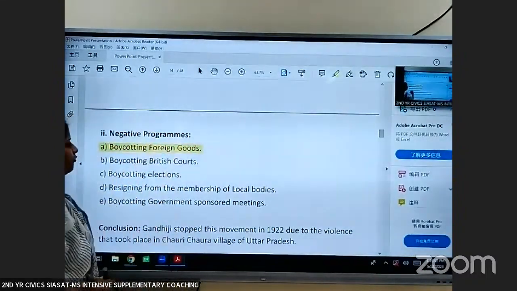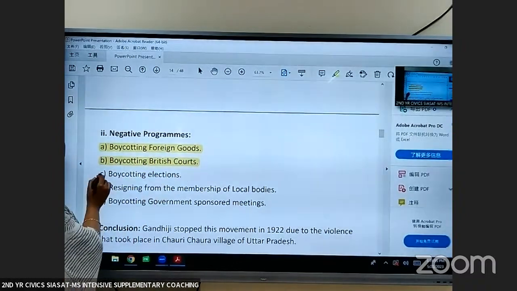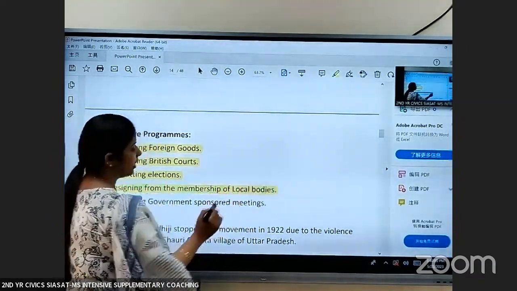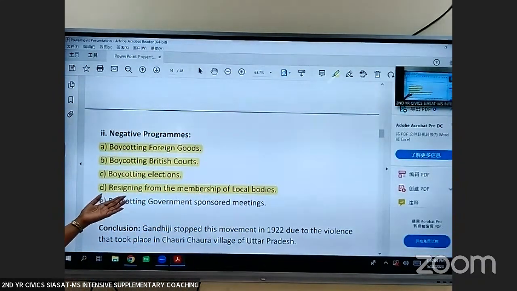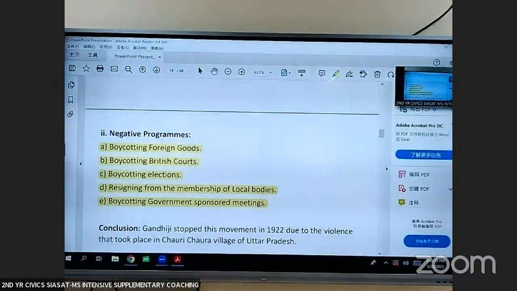Under the negative programs, we boycotted foreign goods. We started boycotting British courts, boycotting the elections, and resigning from the membership of local bodies. The Indians who were members of the local bodies resigned and also boycotted the meetings sponsored by the Britishers. So these were the negative programs.